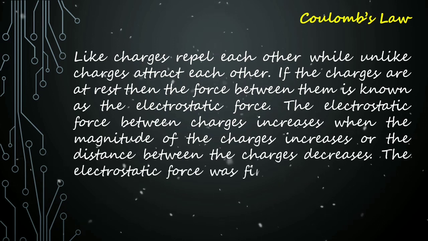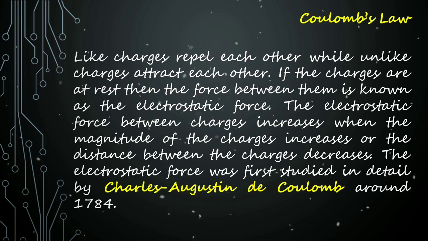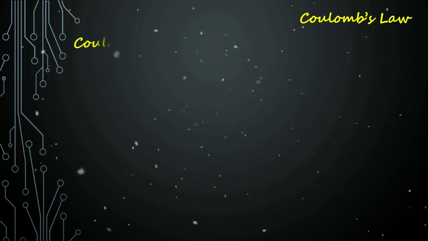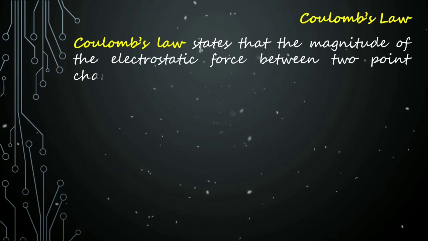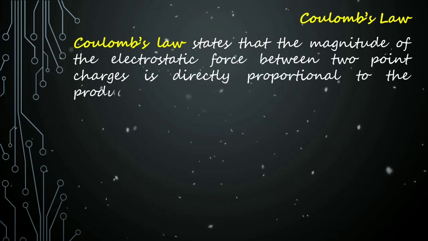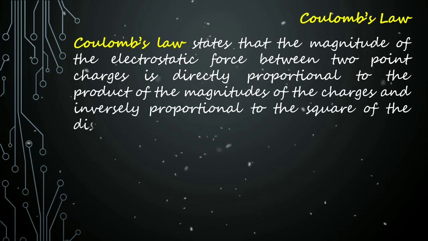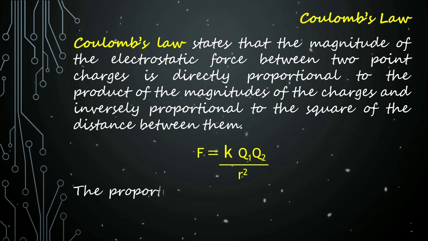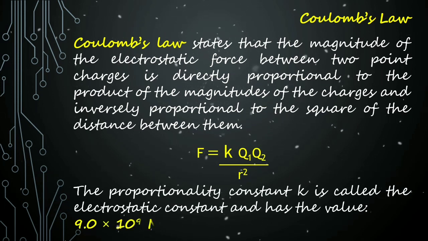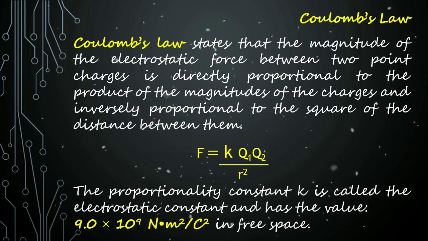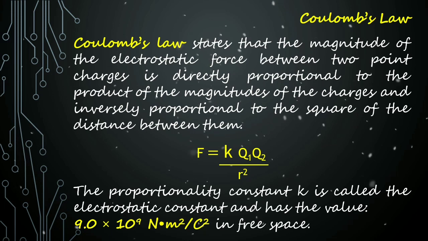The electrostatic force was first studied in detail by Charles Augustin de Coulomb around 1784. Coulomb's law states that the magnitude of the electrostatic force between two point charges is directly proportional to the product of the magnitudes of the charges, and inversely proportional to the square of the distance between them. The proportionality constant K is called the electrostatic constant and has the value 9.0 × 10^9 N·m²/C² in free space.